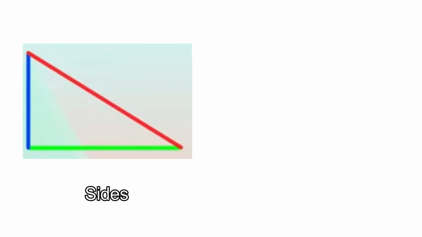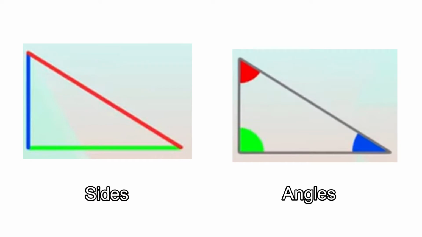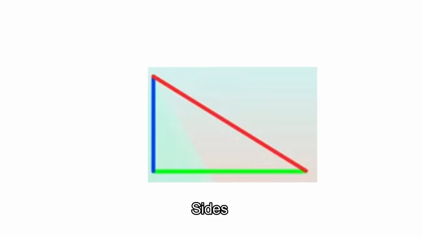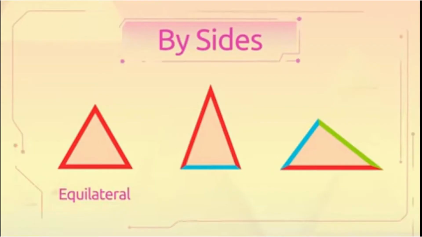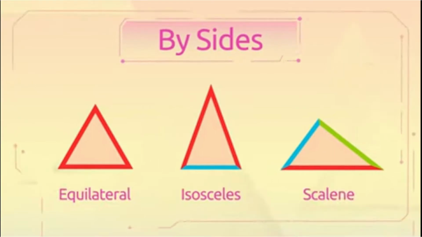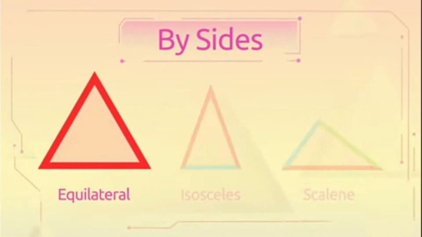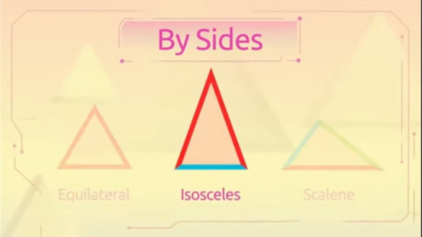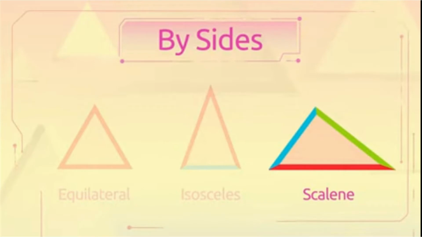We classify triangles depending on their size or angles. If we classify triangles depending on their size, we would get three types: equilateral, isosceles, and scalene triangles. A triangle with three equal sides is called an equilateral triangle. A triangle with two equal sides is called an isosceles triangle. And a triangle whose sides are all different is called a scalene triangle.